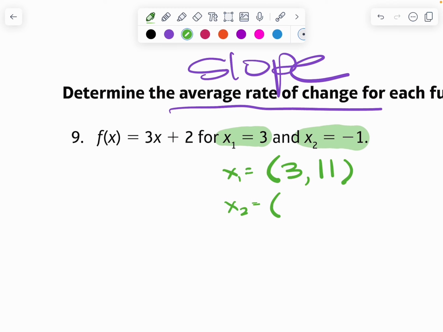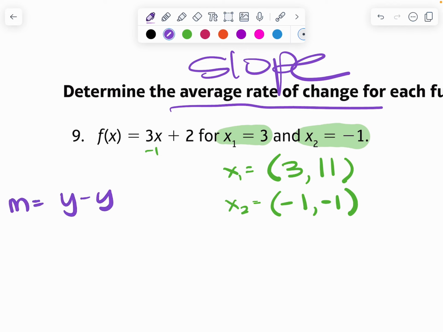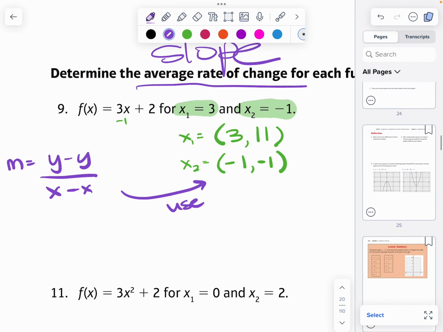So when x sub 2, we're going to input -1, plug in a -1 right here. You'd get a -3 plus 2, you should get -1. Now we have 2 points. Does this look familiar? So you have m equals the change in y's over the change in x's, and we're going to use the 2 points that we just got. All right, so that is lesson 1. Let's jump to lesson 3.